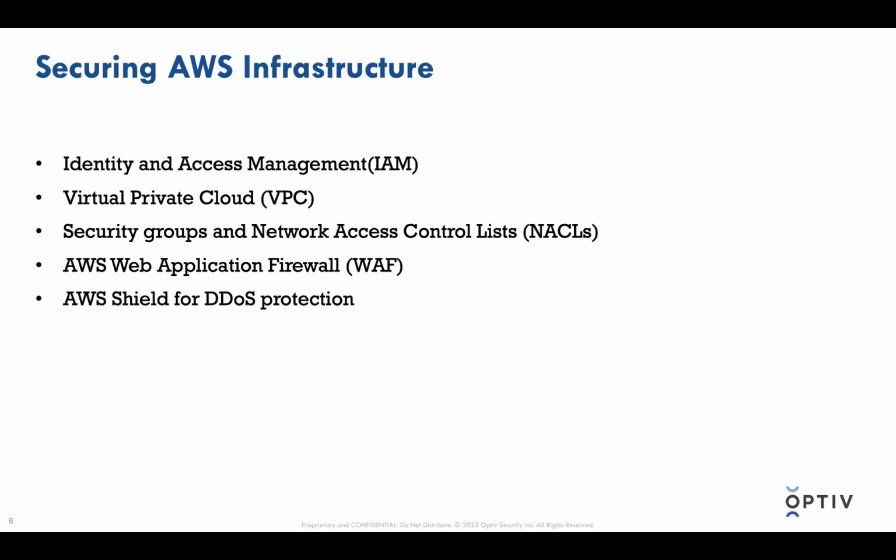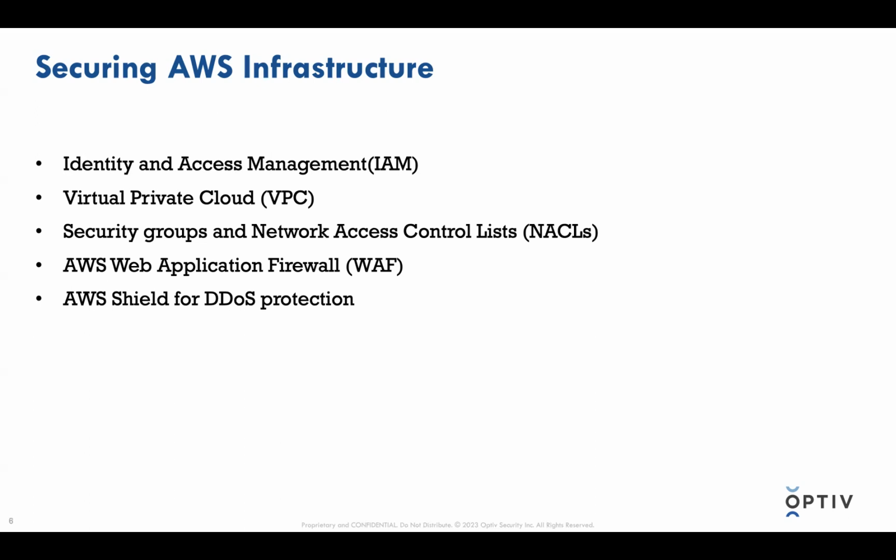NACLs, on the other hand, operate at the subnet level, filtering traffic between subnets. By configuring security groups and NACLs, you can define precise rules and restrictions, thereby enhancing the security posture of your AWS infrastructures.